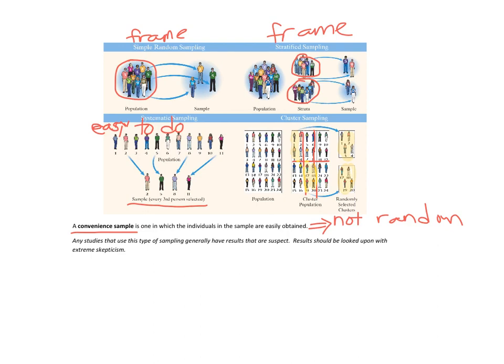And the problem with convenience sample is it doesn't reflect the true population. So any studies that use this type of sampling have results that are suspect. Results should be looked upon with extreme skepticism. We go through a lot of care to make sure our samples are random. Samples that are not random, convenient samples, the results are almost useless. You can't really trust them.